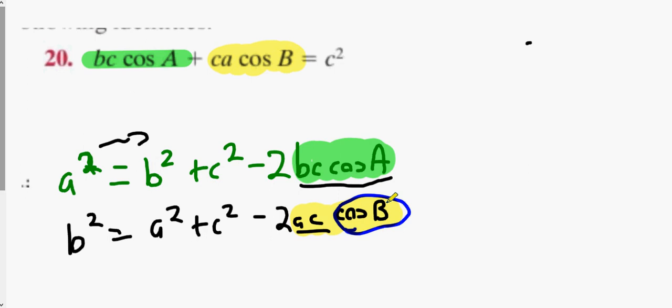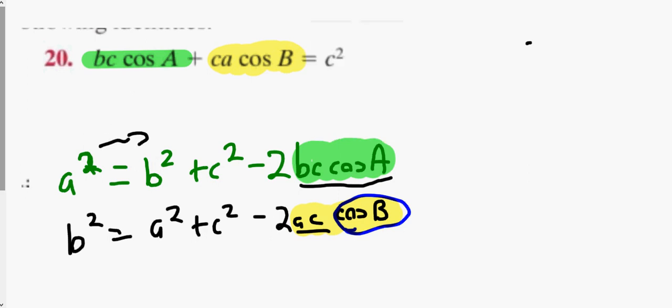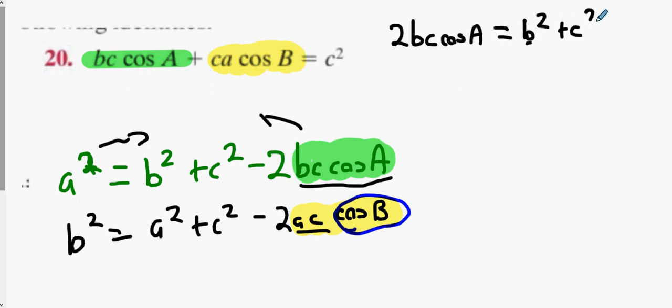Alright. Now what did we say earlier? Bring the a squared to the right and the 2BC cos A to the left. So what do we get? And then what did I do with the 2? Bring it over. We cool? Alright. Next thing.